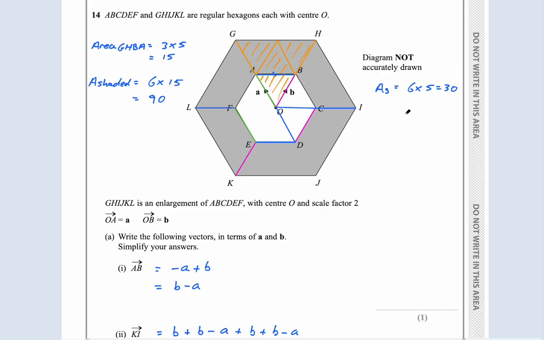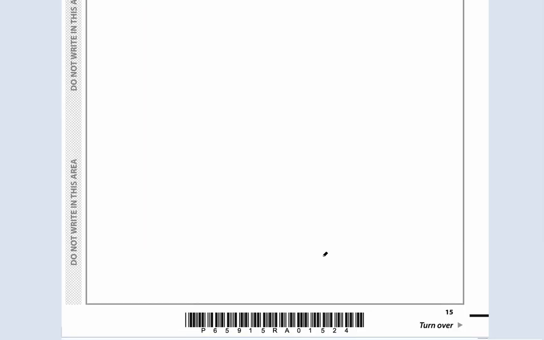The scale factor, I'm going to talk about area factors here now in a second, but the scale factor is 2, which means the area factor is 2 squared, or 4. So the area of the big hexagon is 4 times 30, which is 120. And then the area of the shaded is the area of big minus area of the small, which is 120 minus 30, which is 90. So there are two different methods, both perfectly correct, and both give you the same answer. Okay, that is question 14.